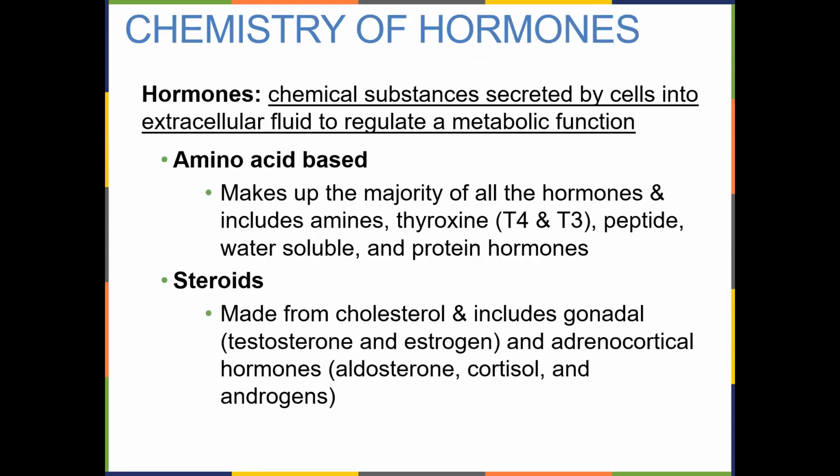Now there are two types of hormones. They're either going to be based off of amino acids or they're going to be based off steroids. Steroids are the easiest. They're cholesterols. The sex hormones are all steroid based and they're very easy. They slide right into the cell because they're fat soluble.